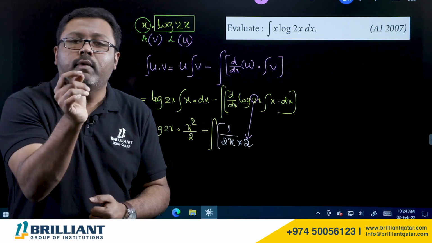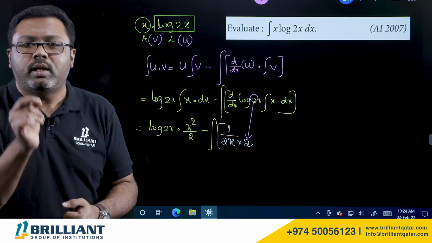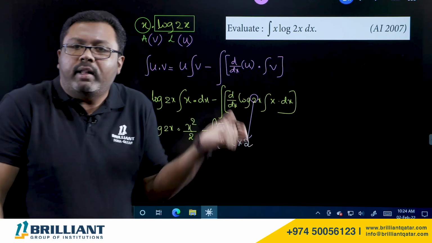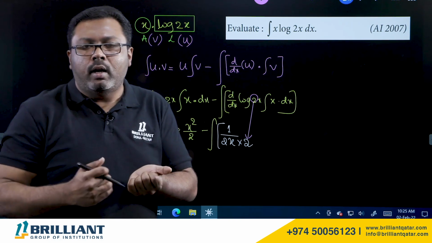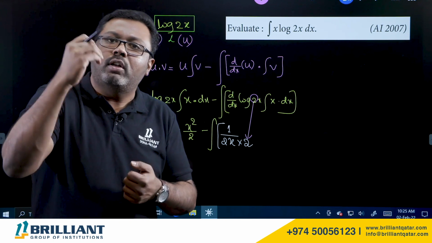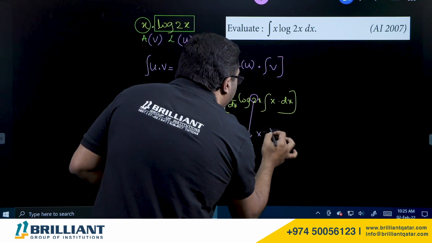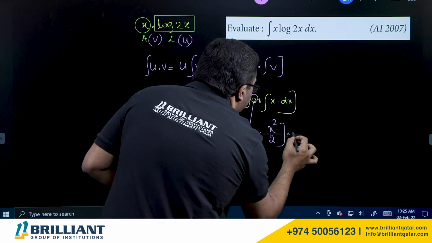Please be careful. A very common mistake among students in the exam. We know the derivative of log x is 1 by x. But when the function log is associated with a linear form inside it, where there is a coefficient for the x term, that coefficient of x will be divided in the denominator. Okay, multiplied with x squared divided by 2 dx.